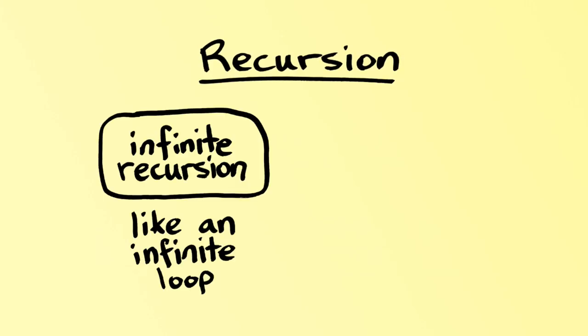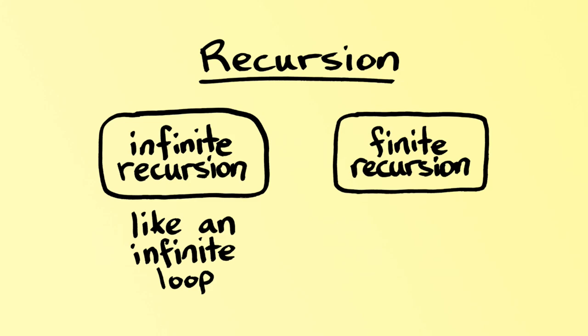We continue. There's two types of recursion. There's infinite recursion, which is a lot like an infinite loop, which can keep going forever unless it's interrupted by something outside the program. And there's finite recursion, which is a lot like a finite loop. It starts, does something, ends, and gets some useful result.